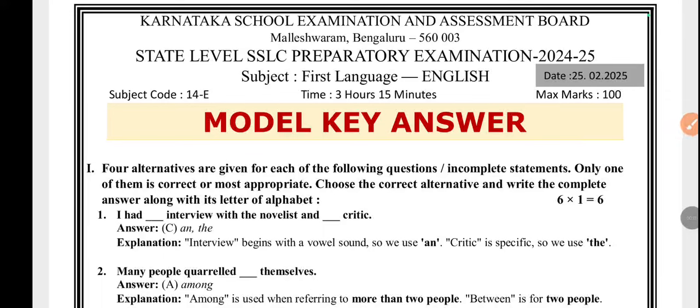Very good evening. Today we are going to discuss the 2025 state level SSLC preparatory examination, first language English.